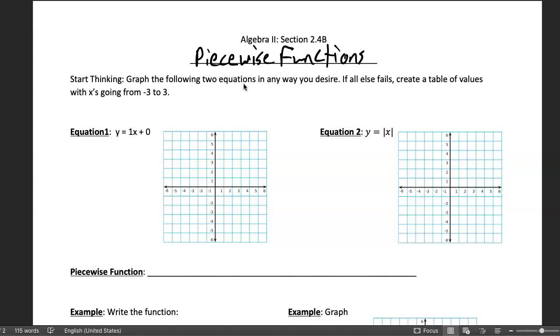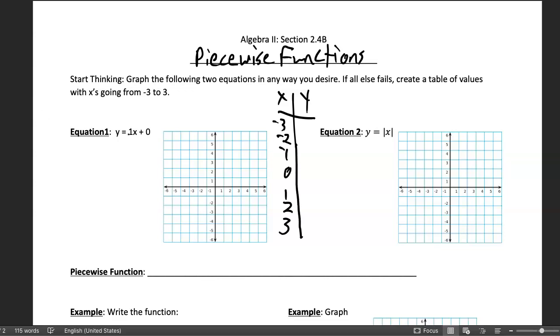This one will be a little confusing, so stick with me here for just a bit. The way we're going to start this is by looking at two different equations, two different function graphs. If you're confused or if you need help figuring these out, remember that you can always just create a table of values with x and y going from -3 all the way up to 3.